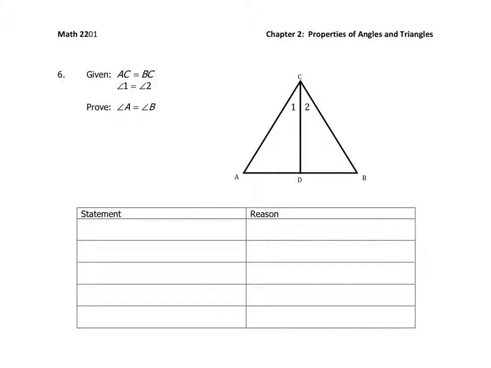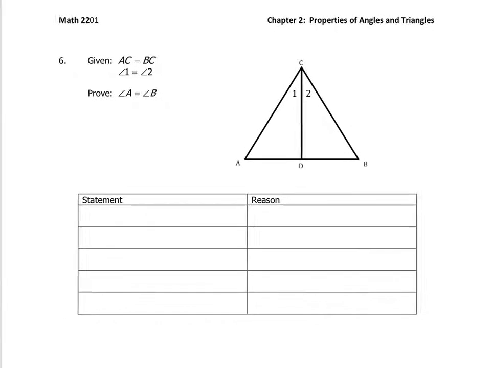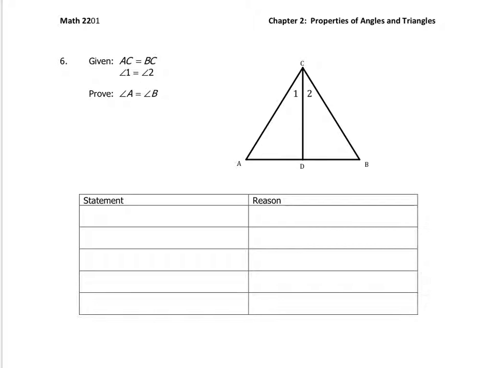Okay, the next example says given AC equals BC and angle 1 equals angle 2, prove that angle A equals angle B. So we're going to write our given statements down first. AC equals BC, given. And angle 1 equals angle 2, given. And then you should mark them off in your diagram. So angle 1 and angle 2 are equal, and AC equals BC.